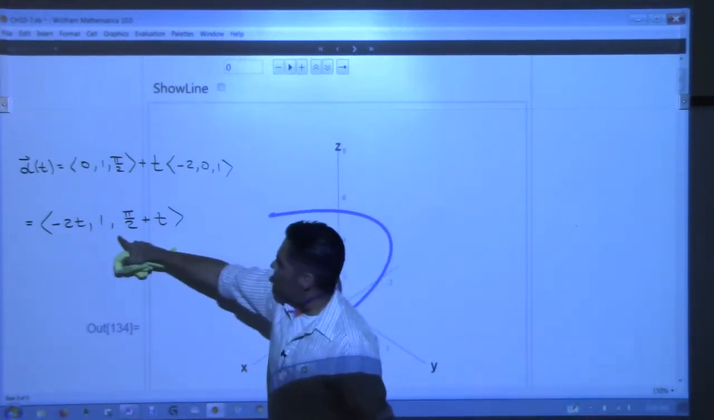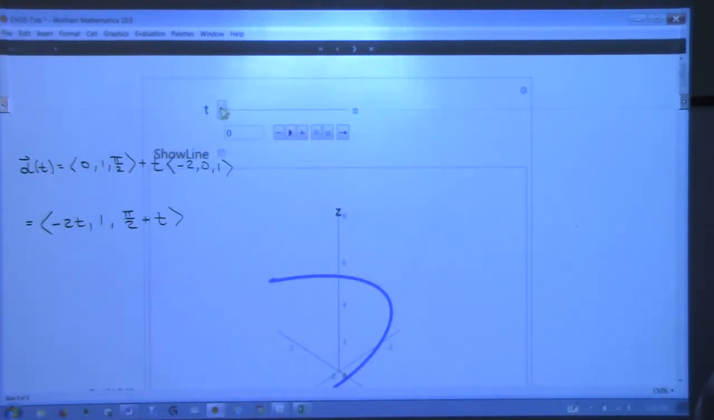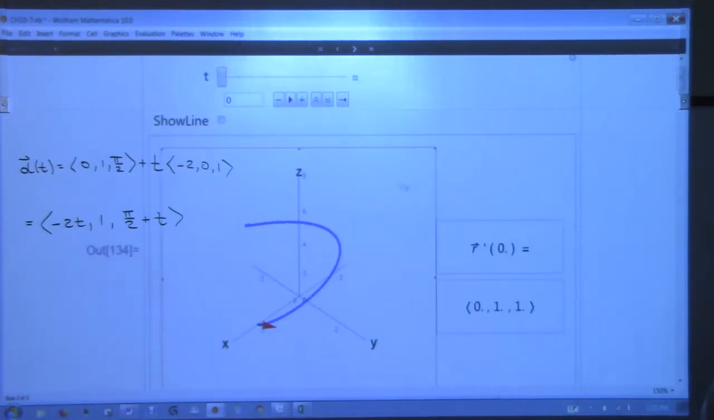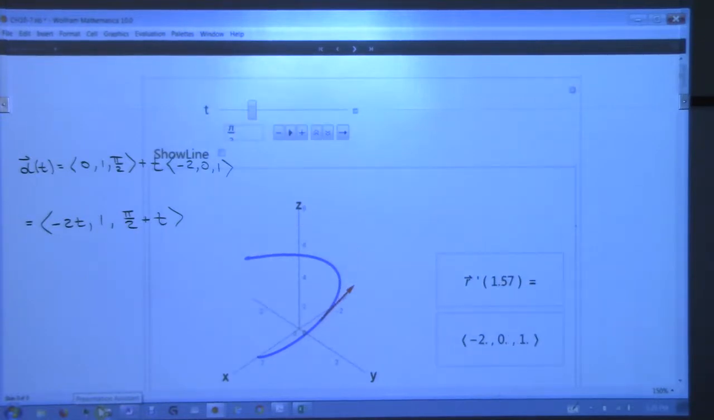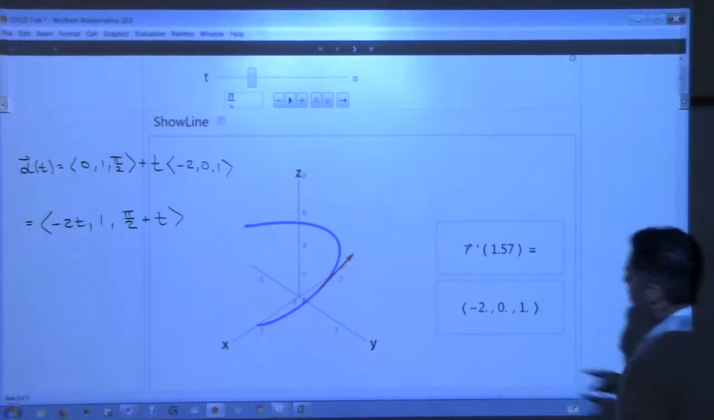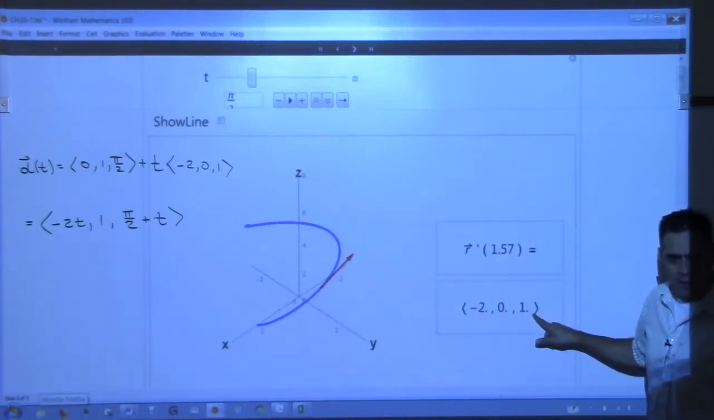I'm going to leave the vector equation of the line up there. So here's my curve. See what happens as time goes here. So here we go with time. We're going to start drawing the curve. See, I've got my red tangent there. And I need to go to pi over 2. So pi over 2. There we go. That's the tangent vector, which I think we did get negative 2, 0, 1, right?